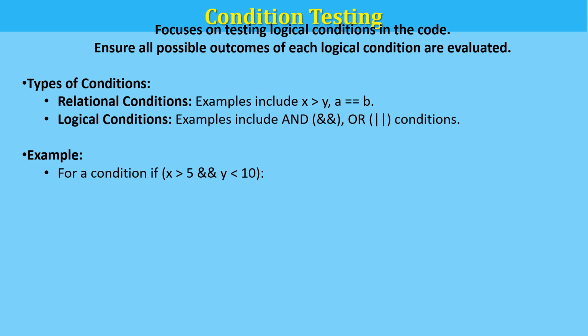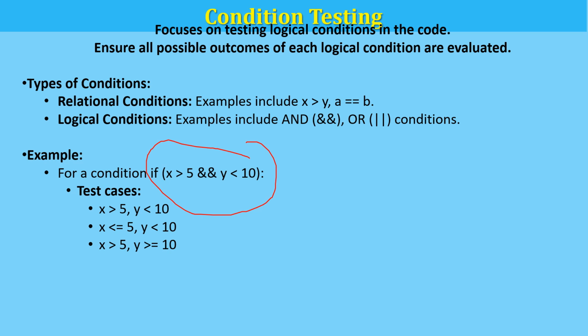For example, if a program contains a condition like x greater than 5 and y less than 10, then the tester must verify that the condition works as expected when x is greater than 5 and y is less than 10, as well as all other possible combinations of x and y. This testing is essential for ensuring that logical branches are correctly followed, so that errors don't occur due to missed conditions.